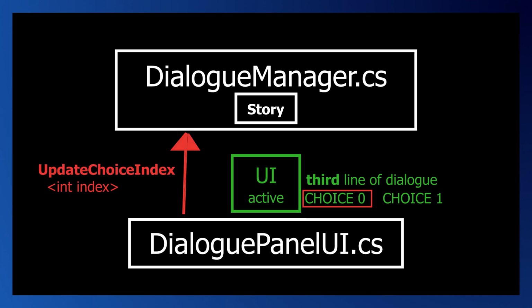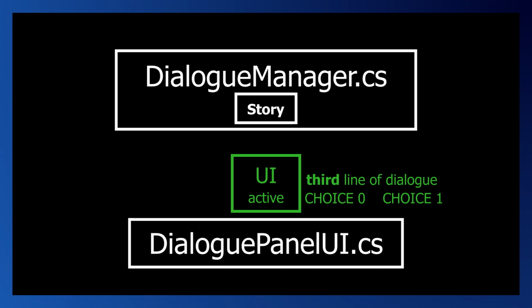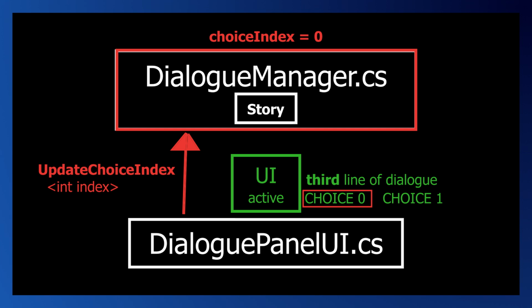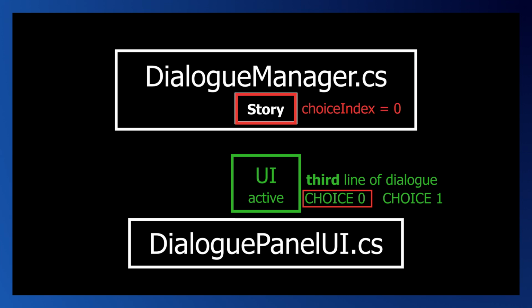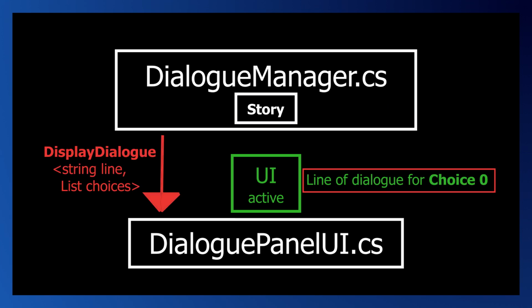So we'll do this by sending the selected choice index in our UI back to the dialogue manager using another event called update choice index. And with that, when the player presses the submit button with a choice selected in the UI, our dialogue manager will be aware of the choice index, and can then set it on the story and continue down that choice path for the next line of dialogue.